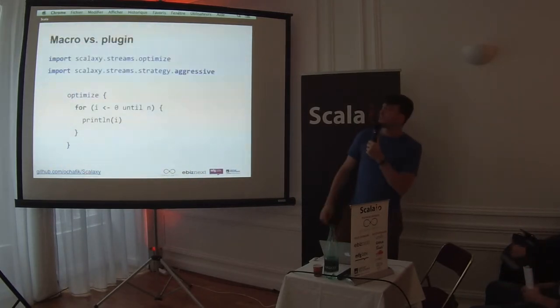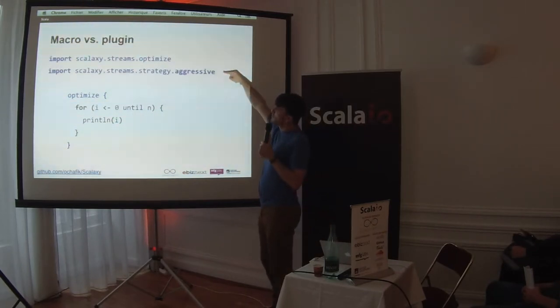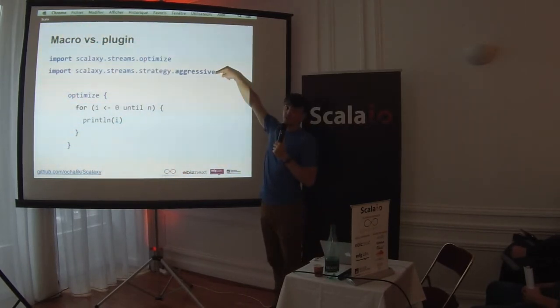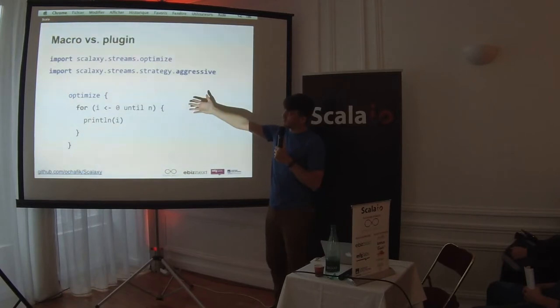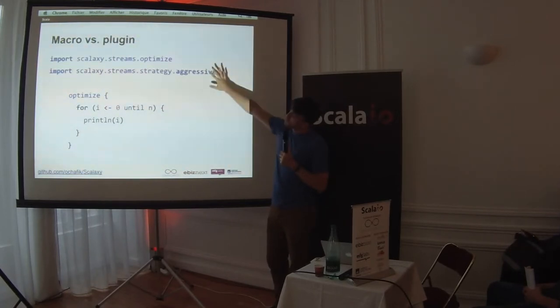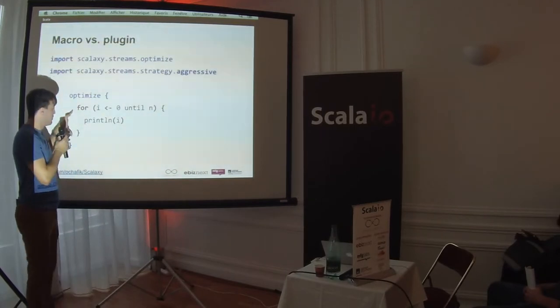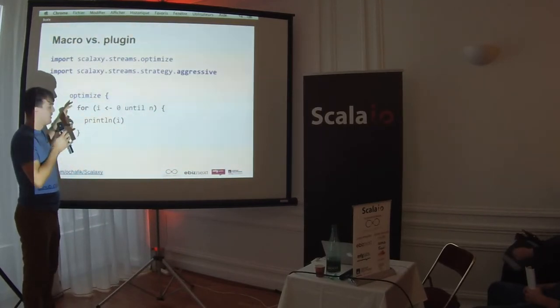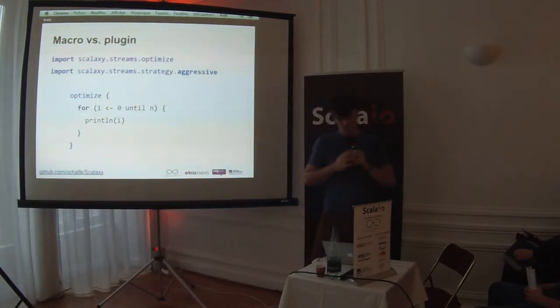So how do you use these strategies? If you're using the macro, you can just import the right strategy in the scope, and it's just going to pick it up when you call the optimize macro. If you don't use macros, you don't need anything here, so if you use the compiler plugin, it's just going to optimize everything, and there are other ways to pass the strategy. It can be through the command line or through Java properties.